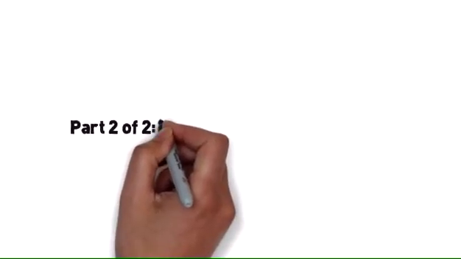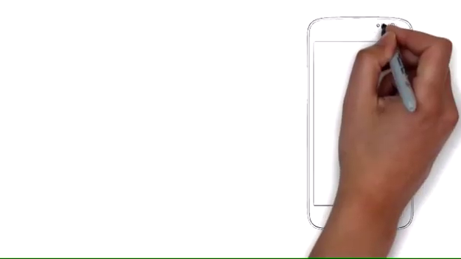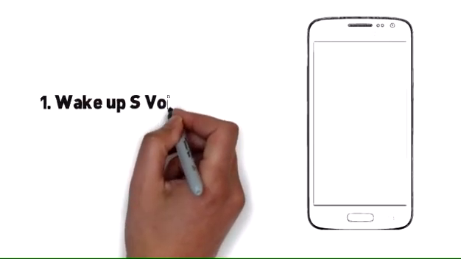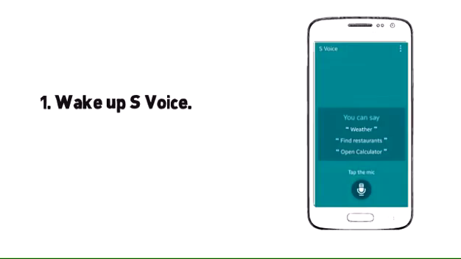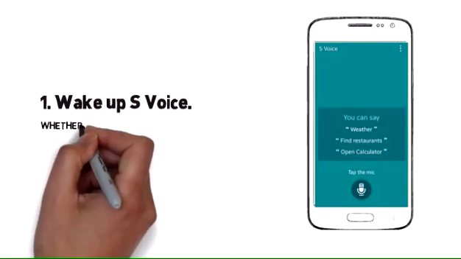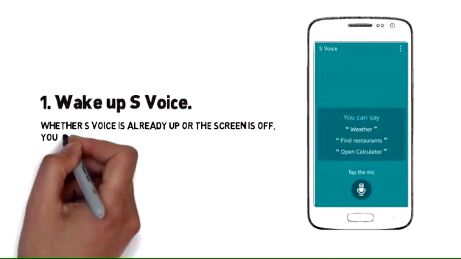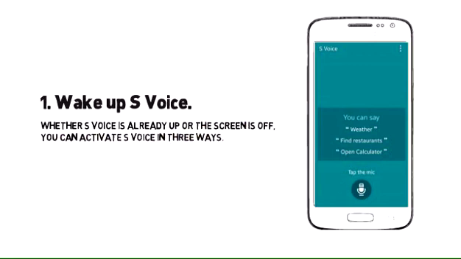2. Turning on and using S-Voice. 1. Wake up S-Voice. Whether S-Voice is already up or the screen is off, you can activate S-Voice in 3 ways. Quickly double press the home key. Say "Hi Galaxy." Or tap the headset button. This only applies to headsets that support the headset button.